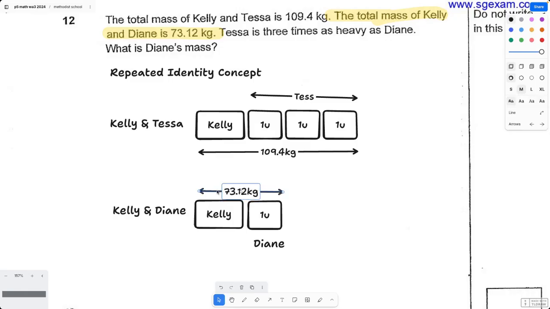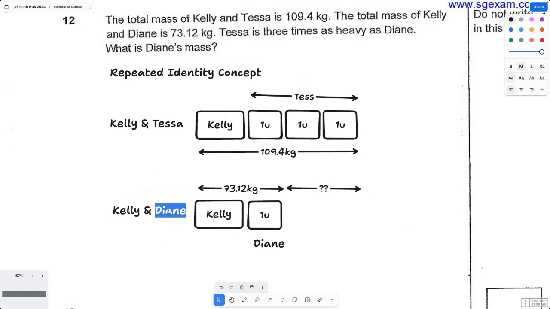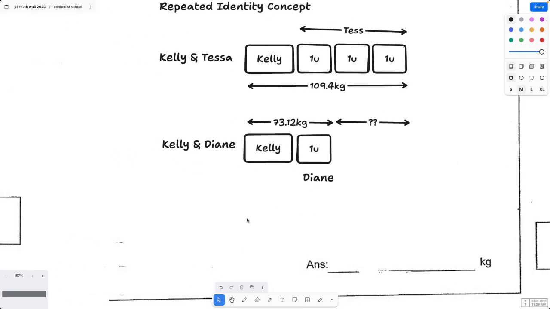So now are you able to get basically this thing, which is the 2 units? Once we are able to get 2 units, then we can get the last part, which is Diane's mass, which is basically 1 unit. So from here, you can write this down. Basically, 2 units is equal to 109.4. I'll put 0 because we are minusing from a 2 decimal place, so it's easier for us. So what's 2 units? Let's do our workings.